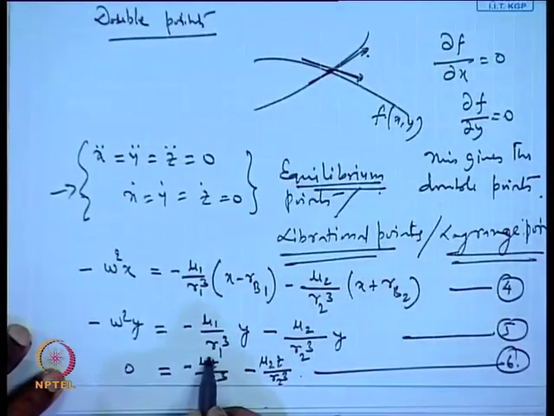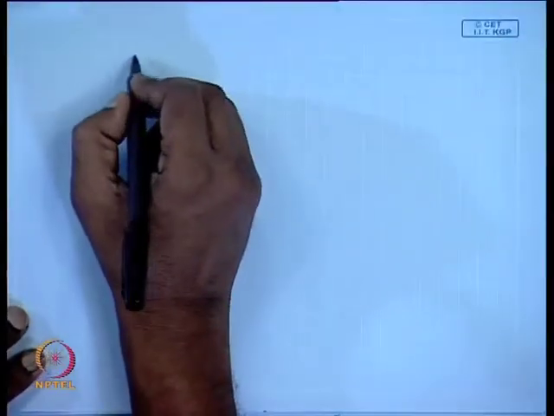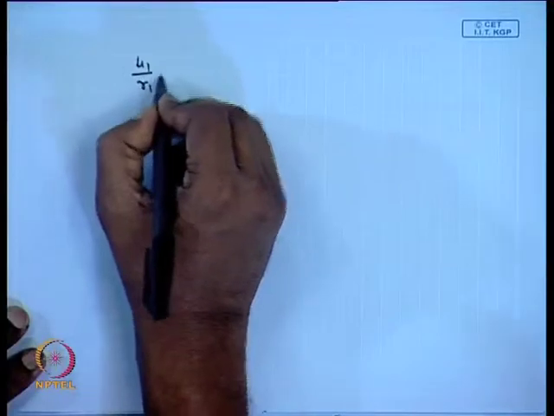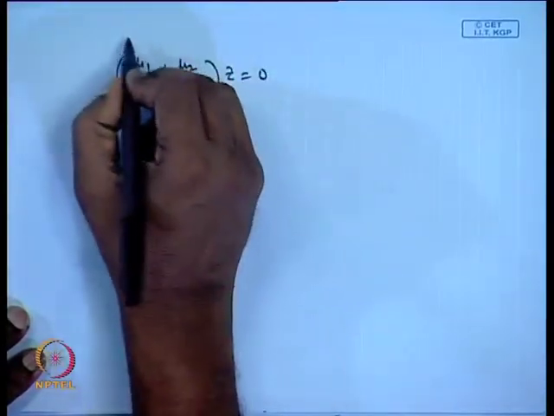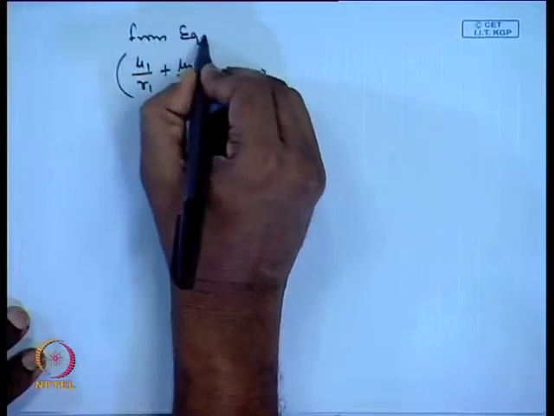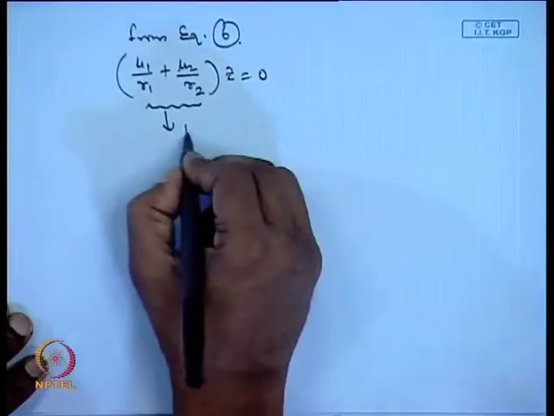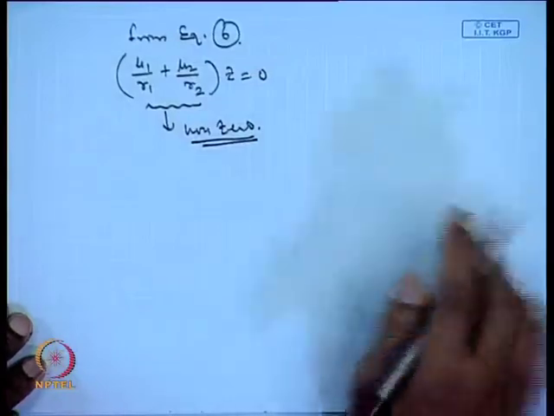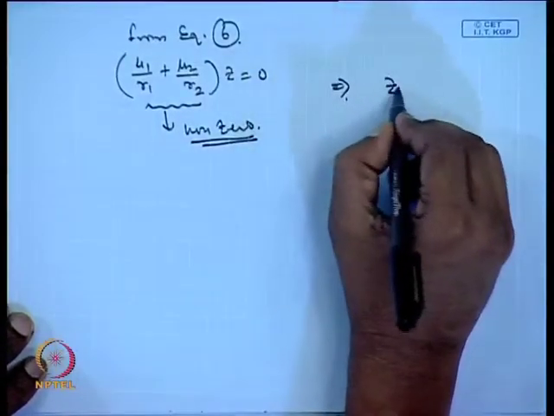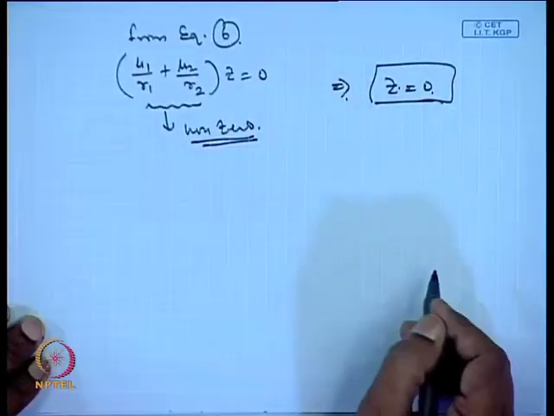From equation number 6, this is very easy to solve. We can see that this equation can be written as mu 1 by r 1 plus mu 2 by r 2 times z equal to 0. Now, the quantity which is present here is non-zero, and therefore this implies that z equal to 0. So this is the solution that we get for z.